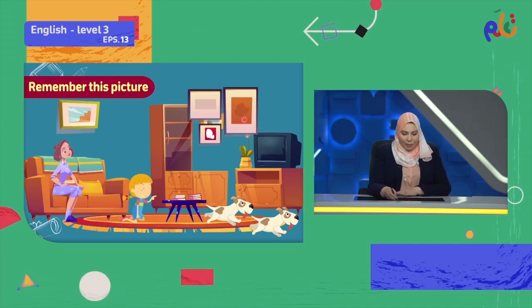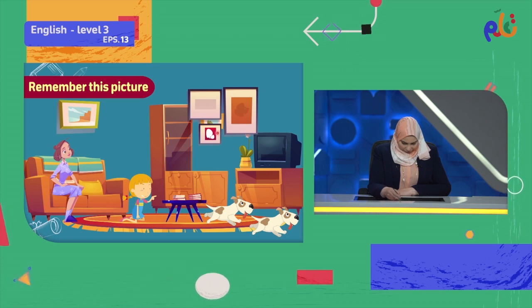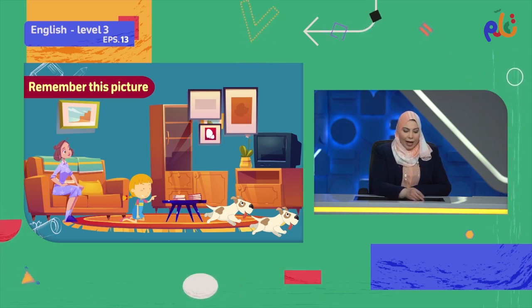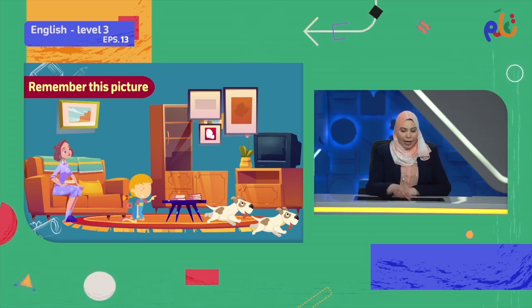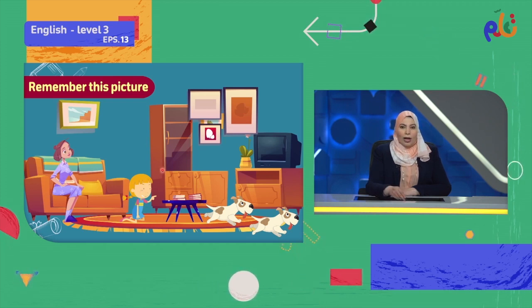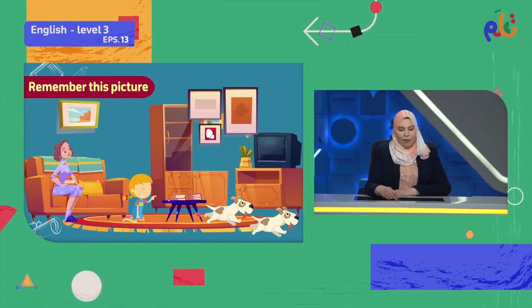And this puzzle today is checking your memory. هنعمل اختبار لذاكرتنا. And we're going to see how much we remember. So we're going to look at this picture here. So take a look at the picture we have. Here we have a woman and a little girl who are sitting in the living room.